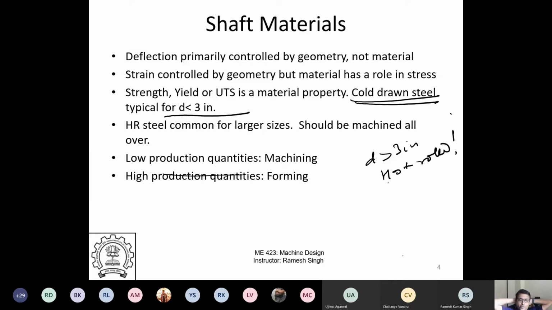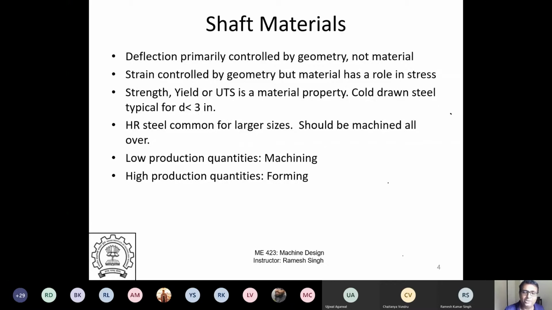So that's why I used hot roll. And after doing hot rolling, for all large sizes, we have to machine it properly, right? And for low production, again, we do machining. For high production, we do forming. That's something which is a rule of thumb.